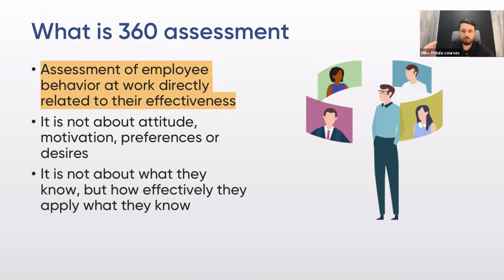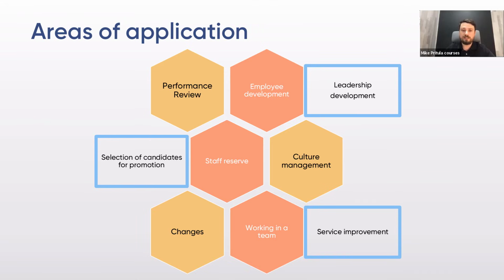Areas of application. Where can the 360-degree assessment be applied? There are 9 areas where it can be applied. In performance, that is, in evaluating a person's activities for the year, to assess their competence. In employee development, to identify areas for improvement. In leadership development, to identify areas for leader growth. And in selecting candidates for promotion, to understand who has better developed competencies. For building a talent pool, for managing culture, to measure how well people align with the company culture.